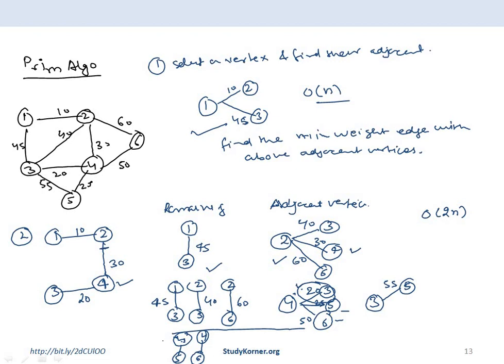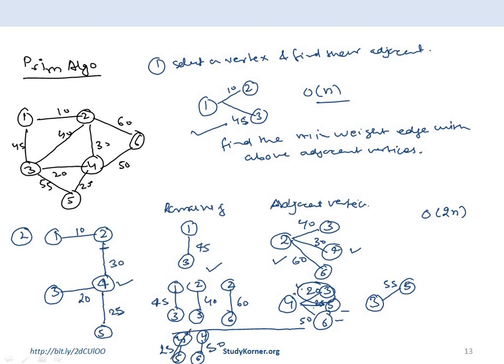For 4 to 5 there is a cost 25, for 4 to 6 there is a cost 50. So the minimum cost is from 4 to 5, so I need to select 4 to 5 here because it is the minimum one. So I just draw 4 to 5 here with the cost 25. Now this is already picked up.